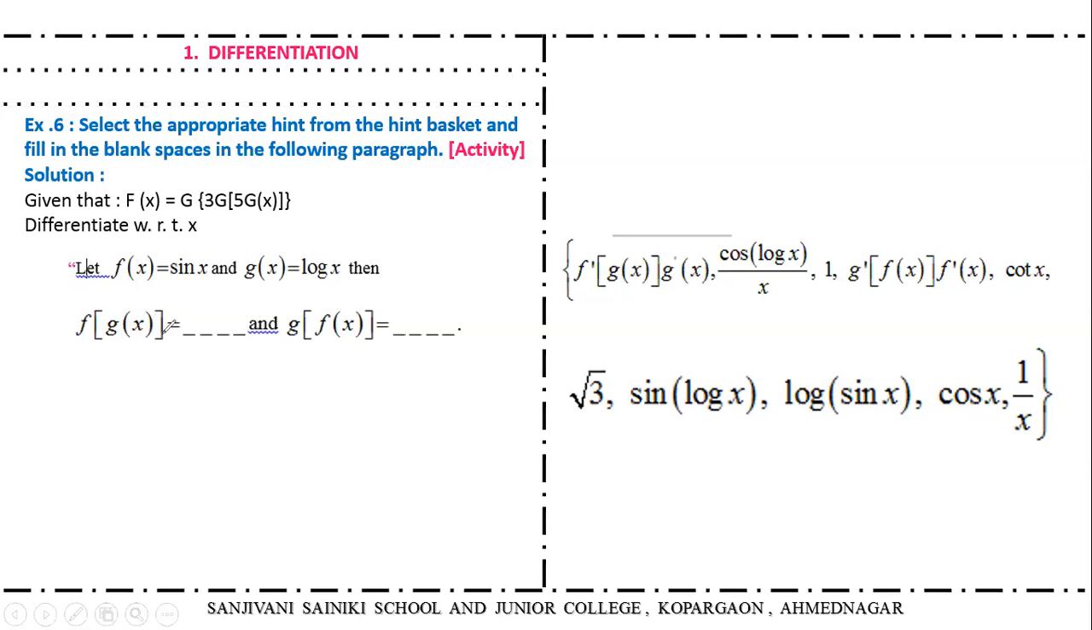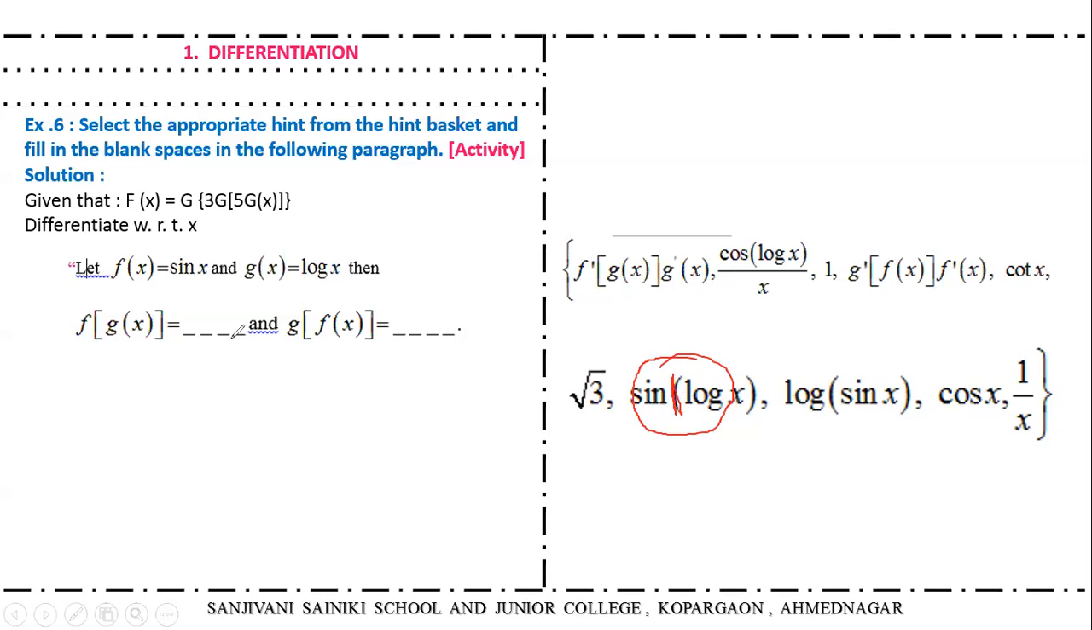Now f of g of x, we have to take these functions from this. F of g of x. So what do you get? G of x is log x. So here is f of log x. But what is f? F is sin x. So here is sin of log x. So this is the first blank space.